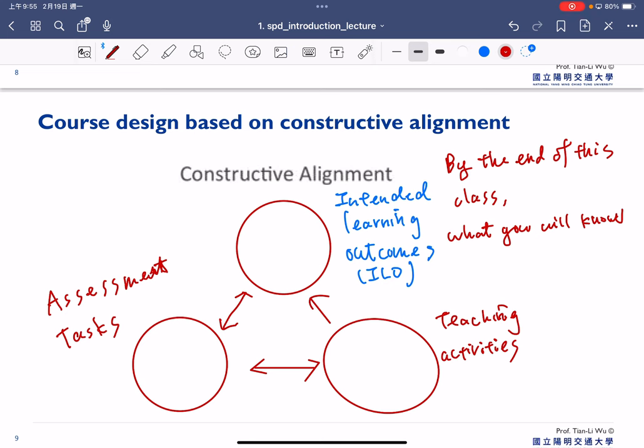So that's how this course will be structured. This course will be structured by these three pillars. First is to clearly have the learning outcome. And based on the learning outcome, I will design the teaching activities, assessments, and tasks.